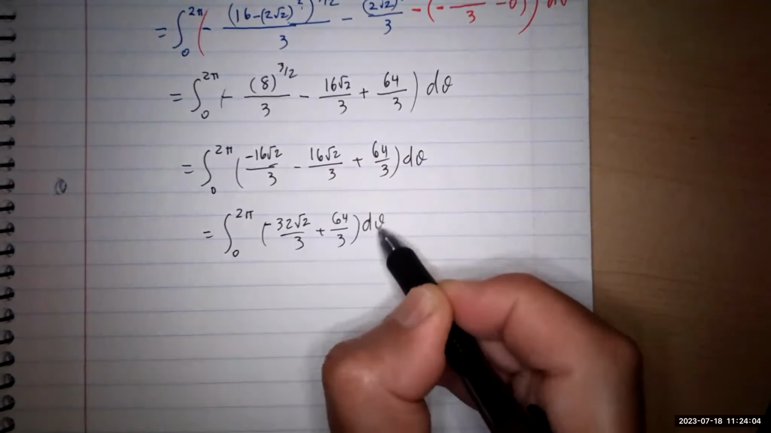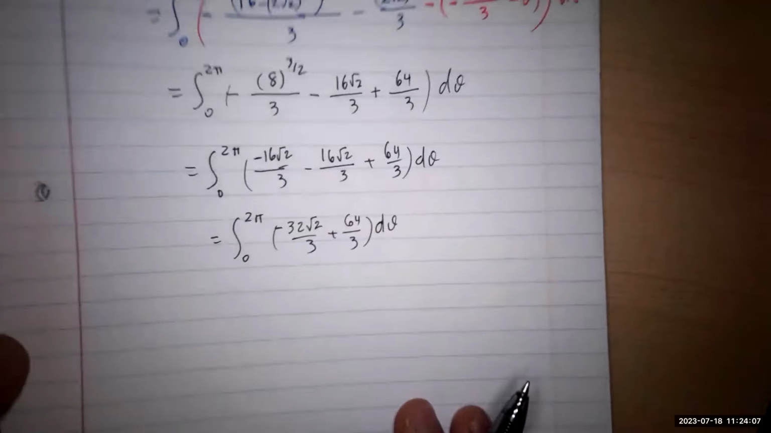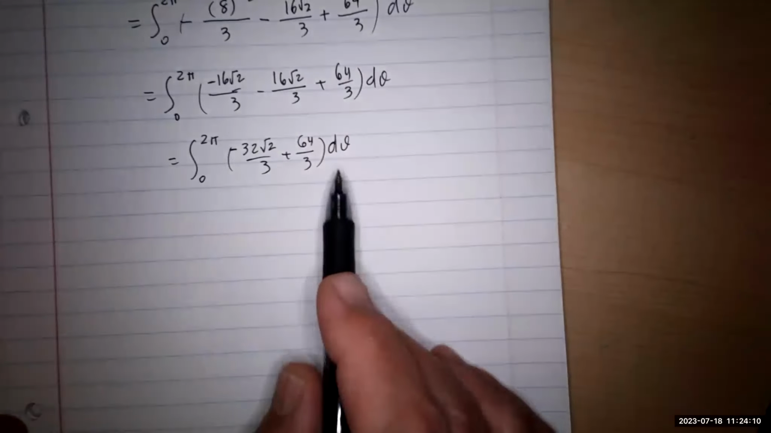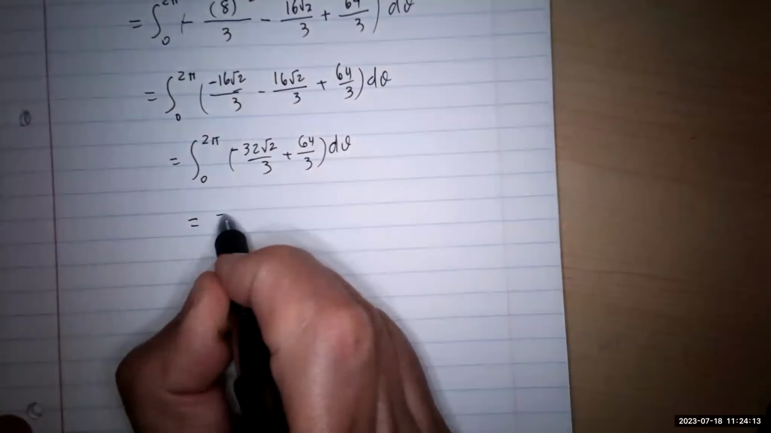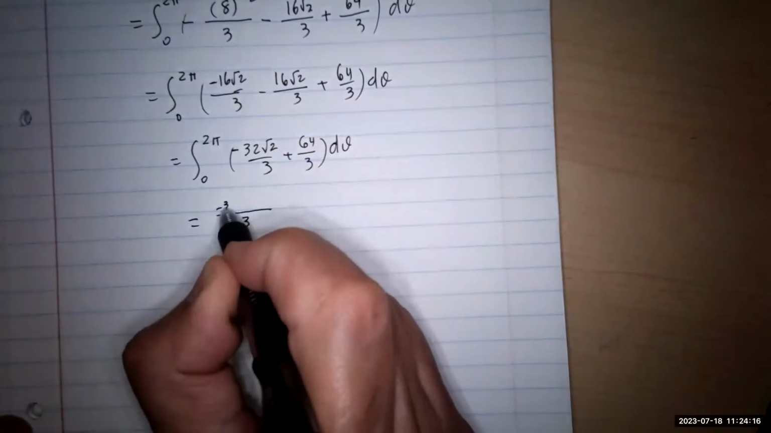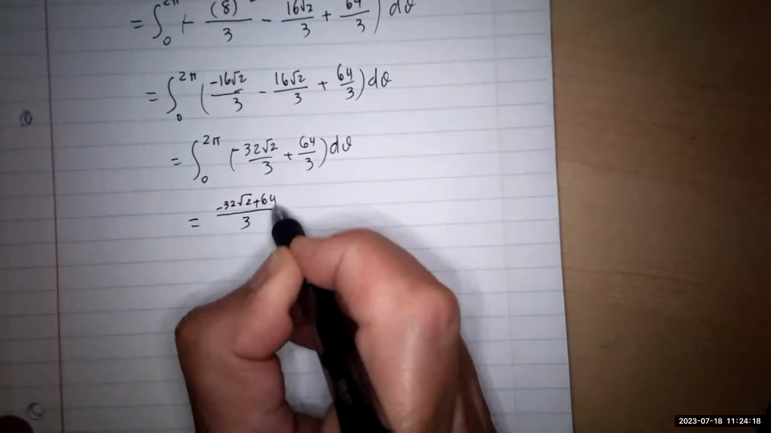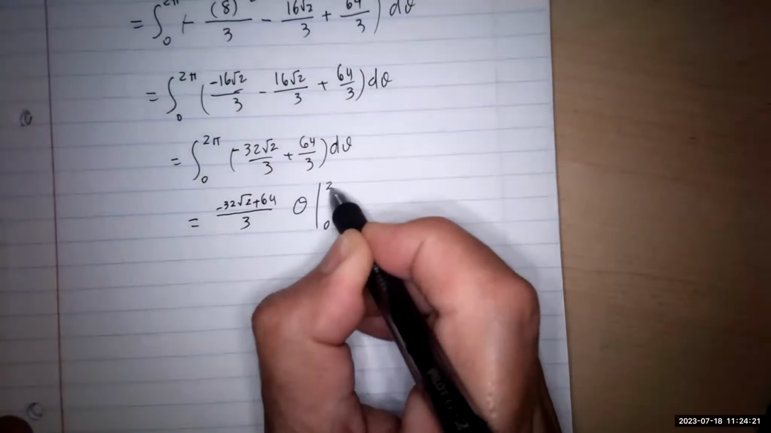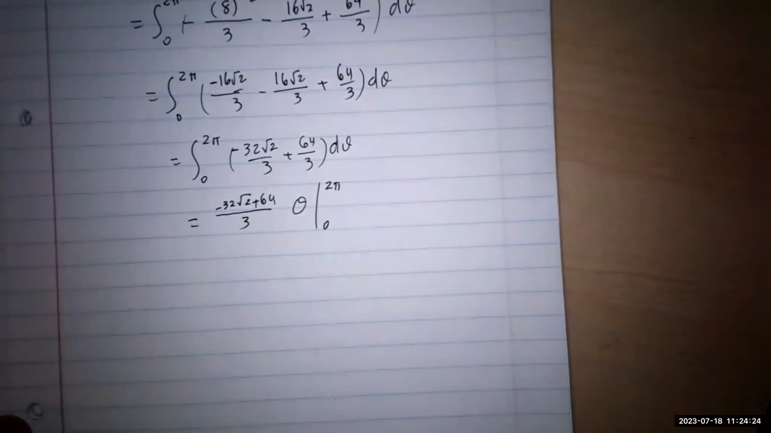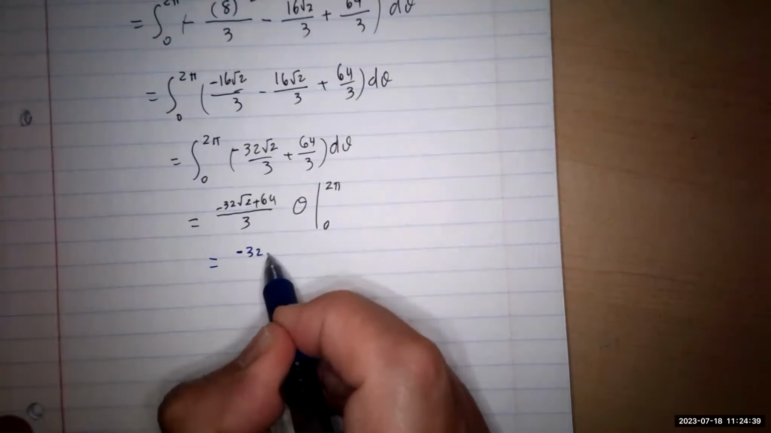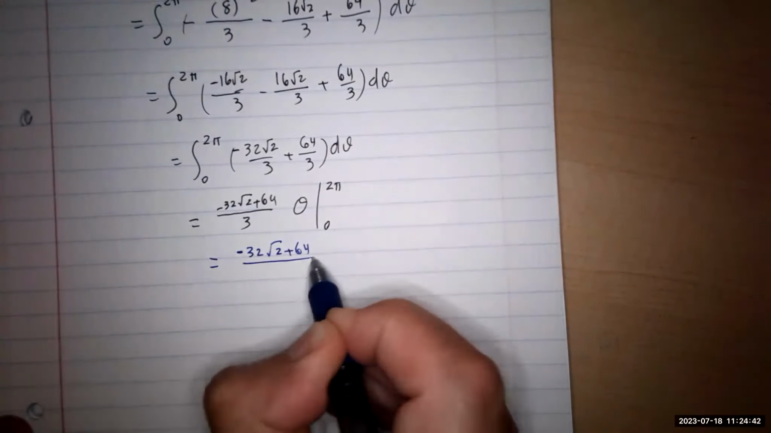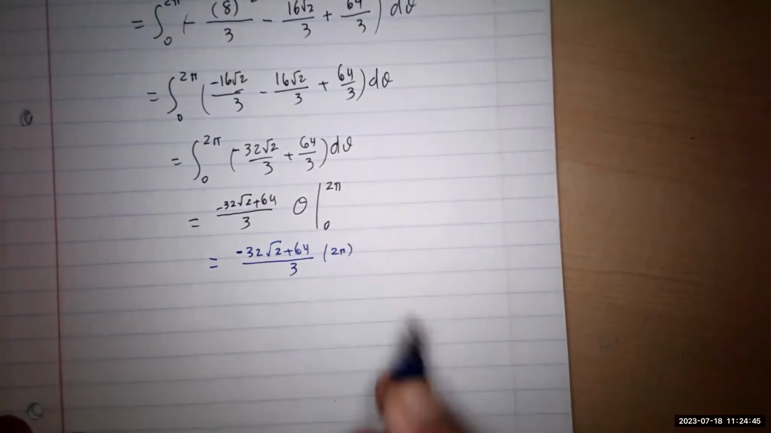d theta. That's it. And now you integrate it and then you're done, because integrating is easy. That gives you theta. So this is going to be negative 32 radical 2 plus 64 over 3. The integral would be theta from 0 to 2 pi. If you put the 0, you get nothing. If you put the 2 pi, that would give you negative 32 radical 2 plus 64 over 3 times the 2 pi. That would be the final answer.